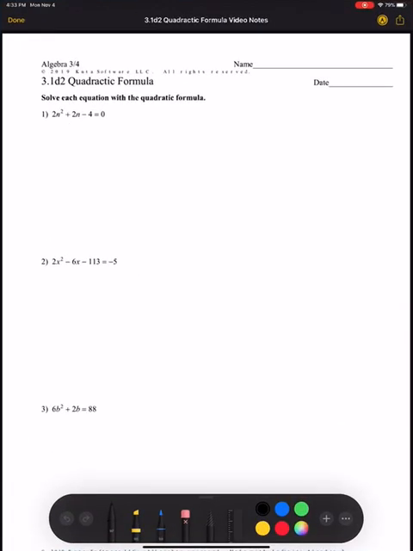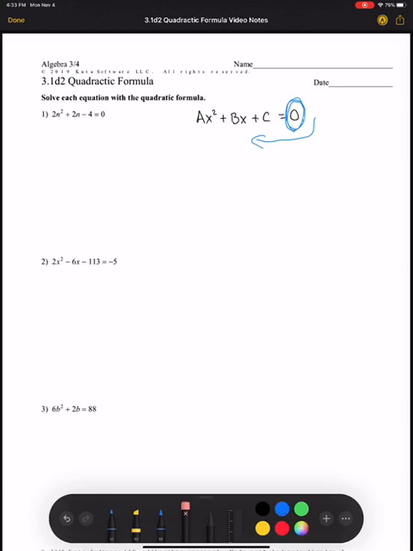Alright, today we are working with the quadratic formula. The quadratic formula is another way we can solve quadratic equations. With the quadratic formula, we have to make sure that all of our equations are set up in the form of ax squared plus bx plus c equals 0. So the right side of our equation has to equal 0. If anything else is on the right side other than 0, it has to be moved over.